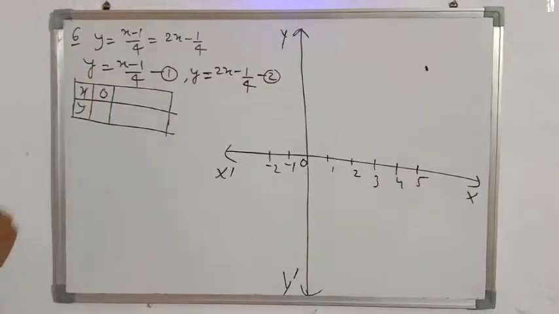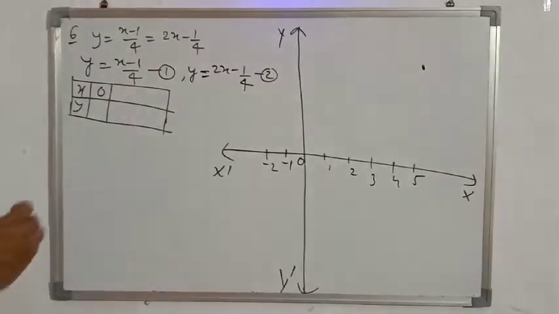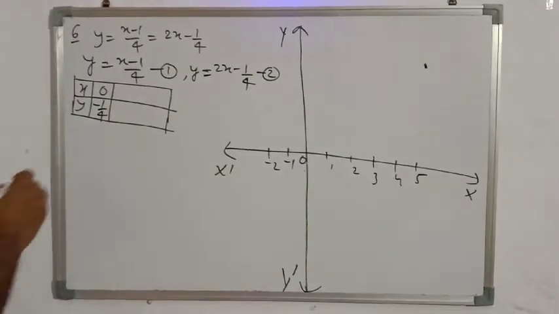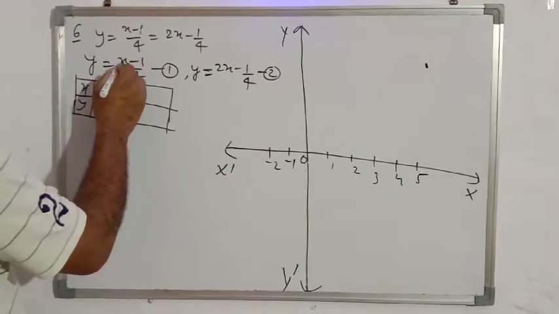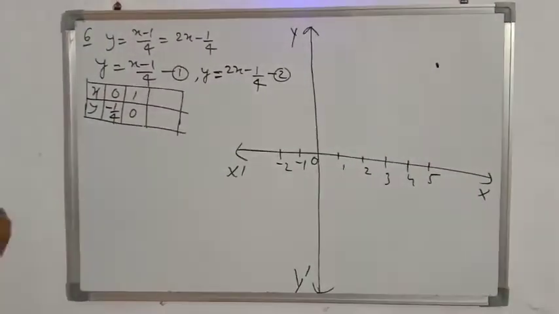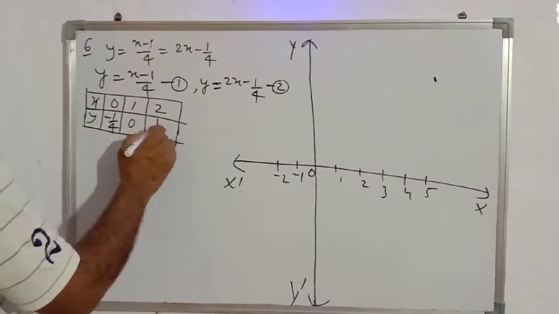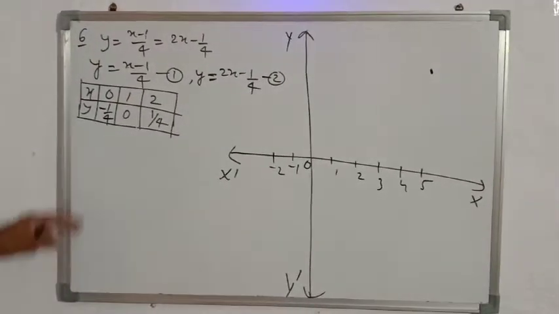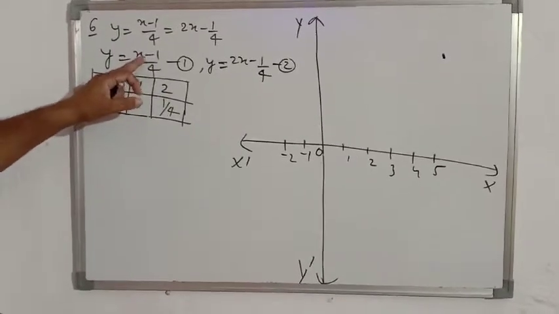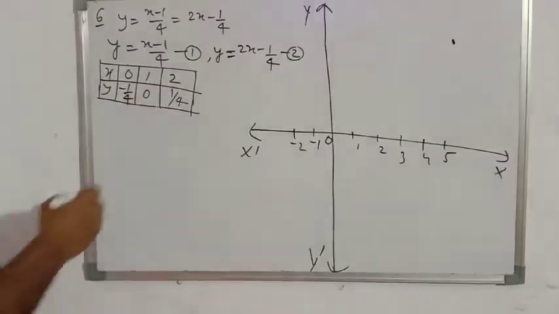If x is 0, 0 minus 1, minus 1 by 4. So it will be minus 1 by 4. If x is 1, 1 minus 1, 0, 0 upon 4. X is 2, 2 minus 1, 1 by 4.